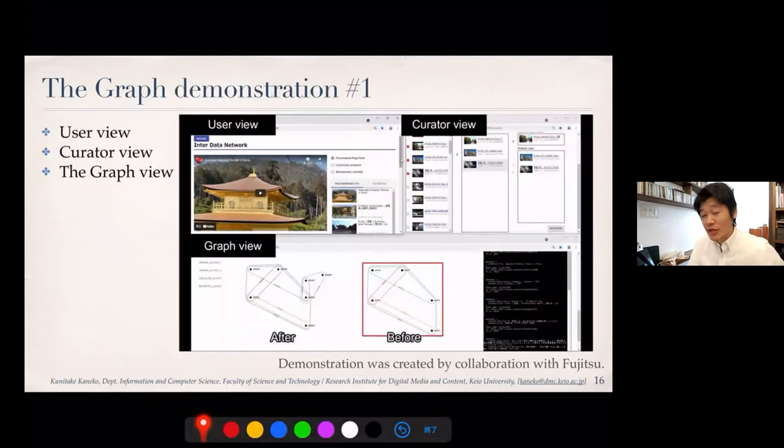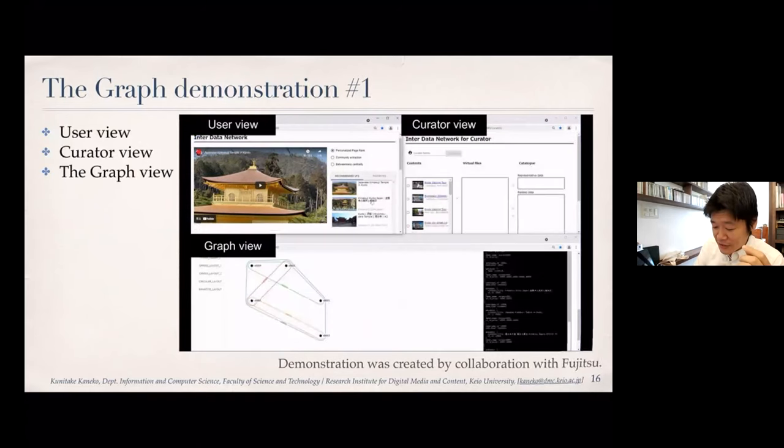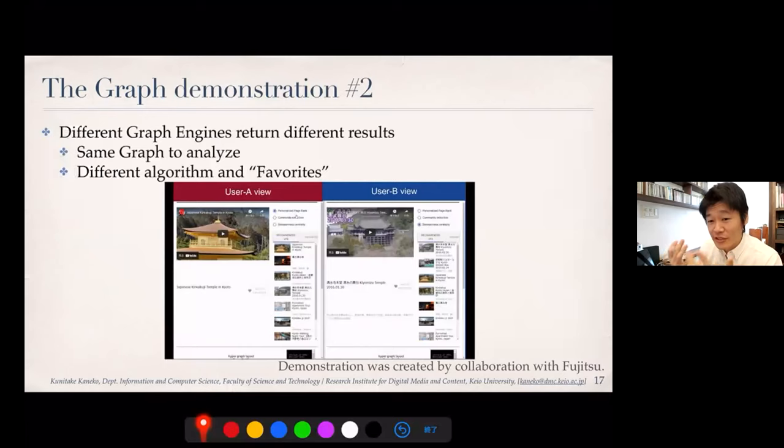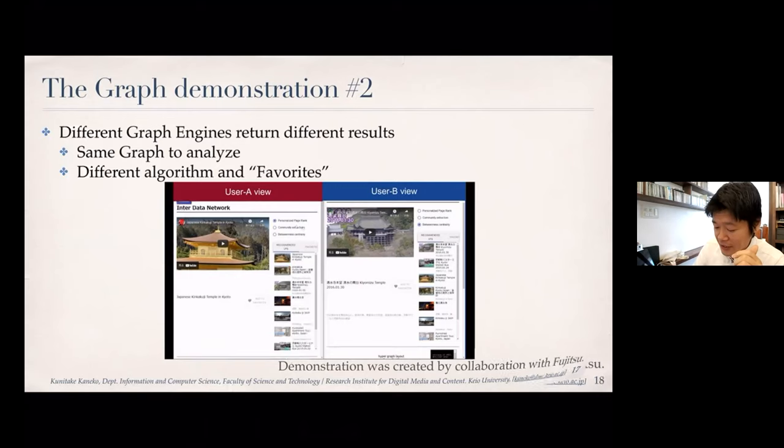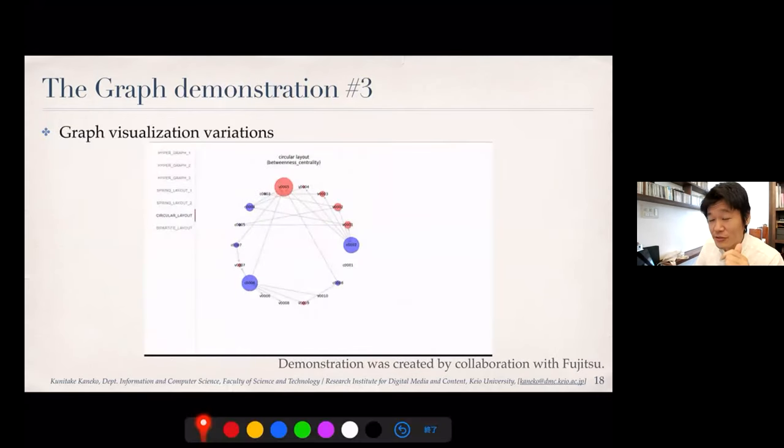Here's a demonstration. I will show three demonstrations. First is a basic idea of what we can do using the graph. The second video shows the different view user by user, okay? But using the same graph. The third video shows many, many graph visualizations, okay? So I'll go to the video.